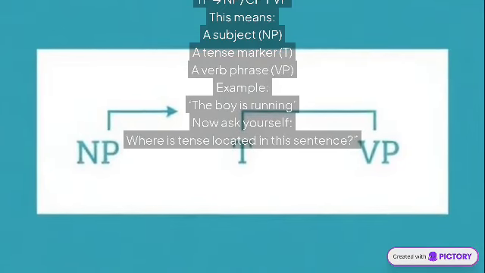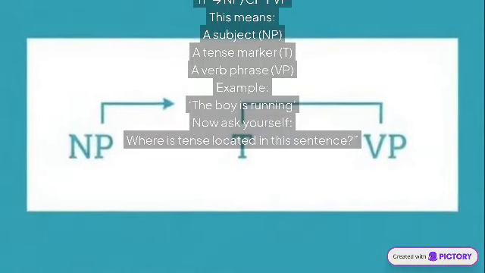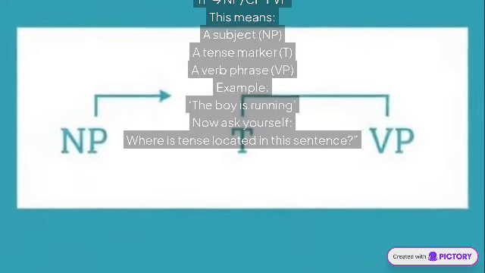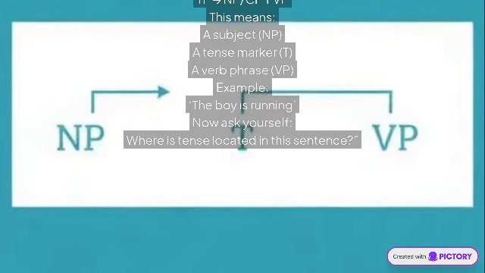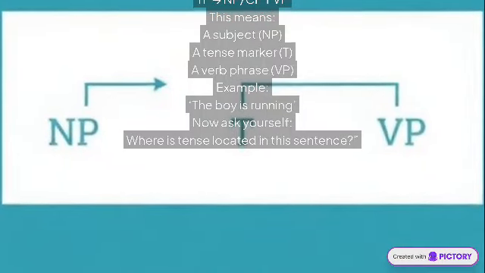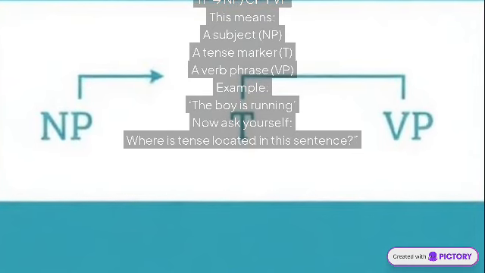Sentence structure, TP. A full sentence can be represented as TP → NP, T, VP. This means a subject, NP, a tense marker, T, a verb phrase, VP. Example, the boy is running. Now ask yourself, where is tense located in this sentence?